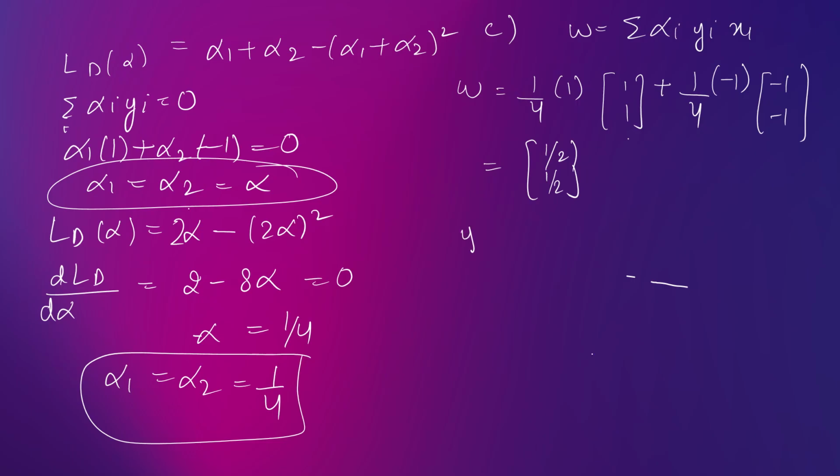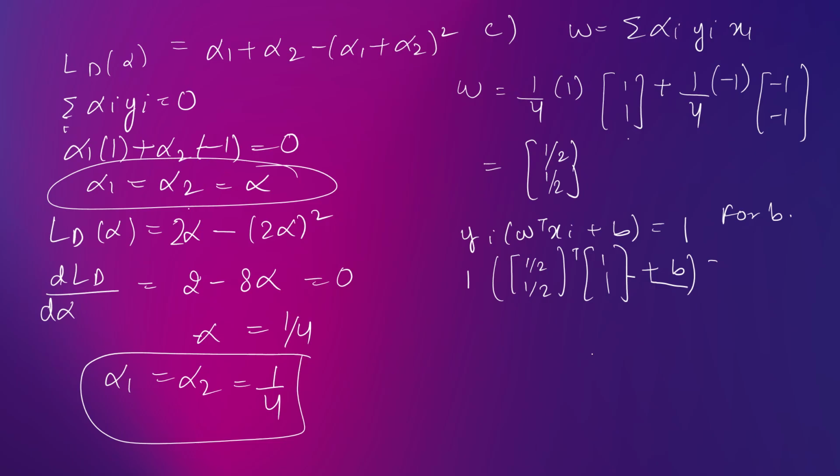Now, yi w transpose xi plus b is equal to 1 for b. Now, on putting the values for point 1 first. So, 1 into 1 by 2, 1 by 2 whole transpose, 1 by 1 plus b is equal to 1. Now that we have found the value of w, we'll put the values. On solving, you get 1 by 2 plus 1 by 2 plus b is equal to 1, which gives us b is equal to 1 minus 1 is 0.